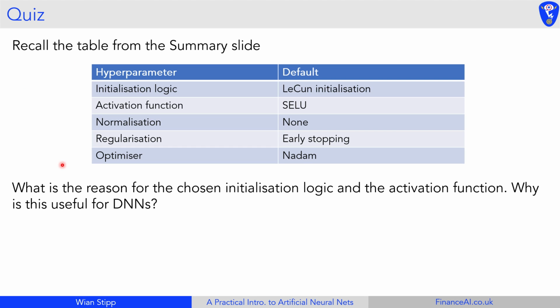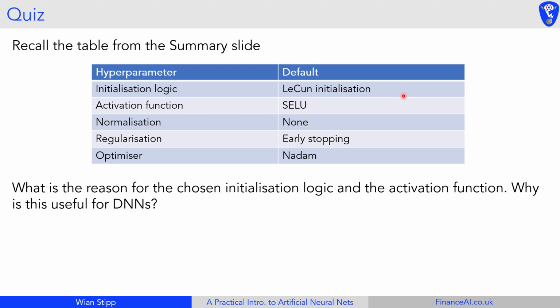Here's the summary slide from two slides back. Try to recall what is the reason that we're using this particular LeCun initialization with the SELU activation function, and why is this useful for deep neural networks? I'll give you a minute to think about it.